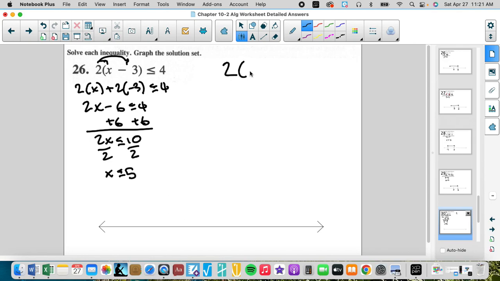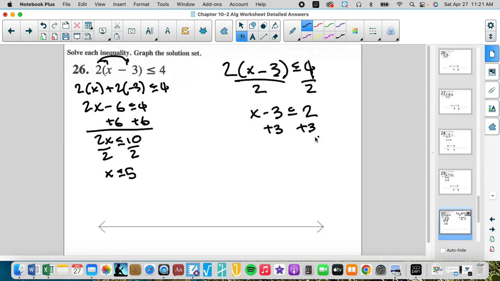I'll show you a more efficient way that high school students will do. I can't get in here to get to my variable yet. So I have Chewbacca protecting the variable and 2 outside here multiplying Chewbacca. So let's get rid of the 2 that's multiplying. I'm going to divide by 2. Well, dividing by 2 cancels it and sends Chewbacca back home. And 4 divided by 2 is 2. We'll add 3, and we get x is less than or equal to 5. That's the efficient way. This is the way high school students are going to do it.